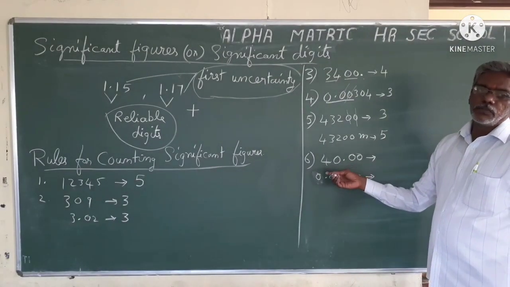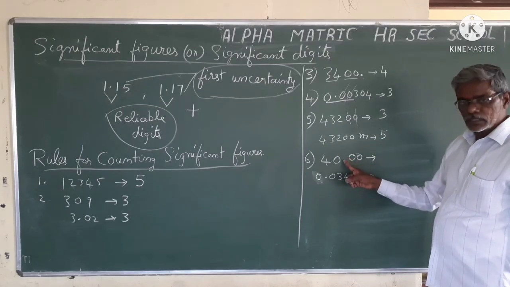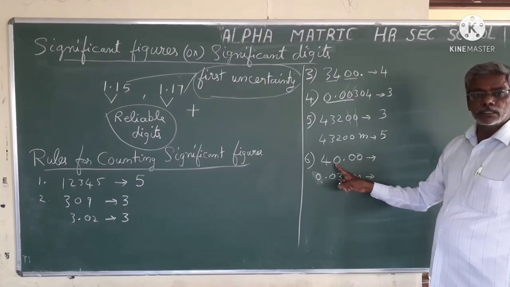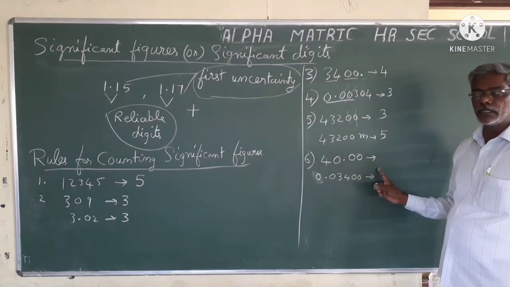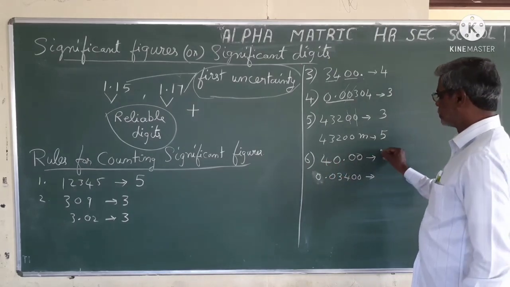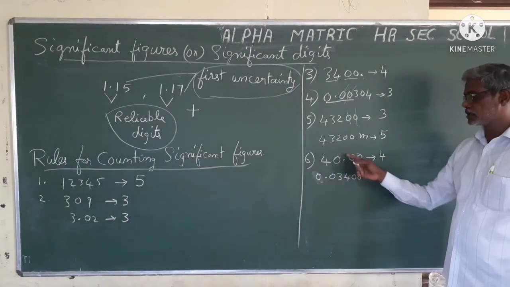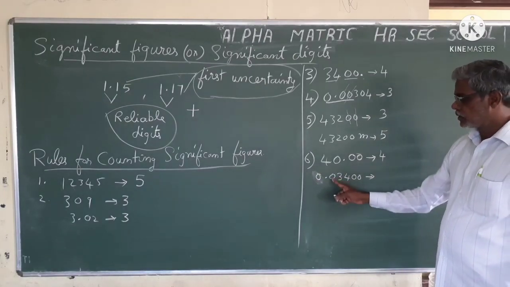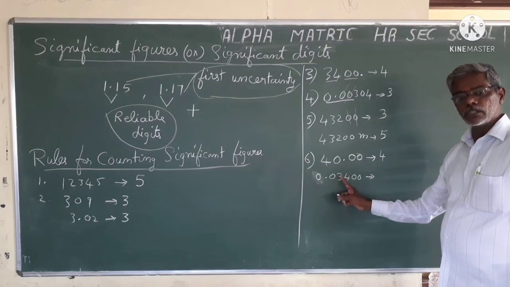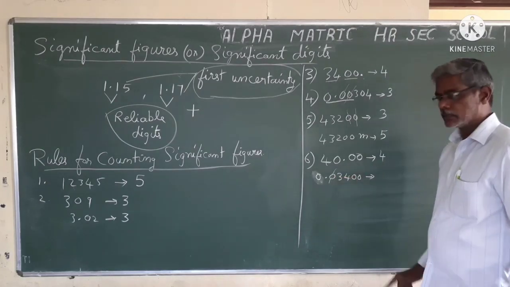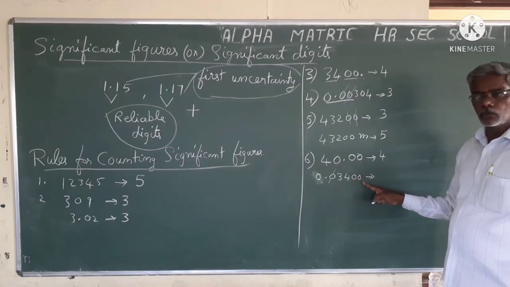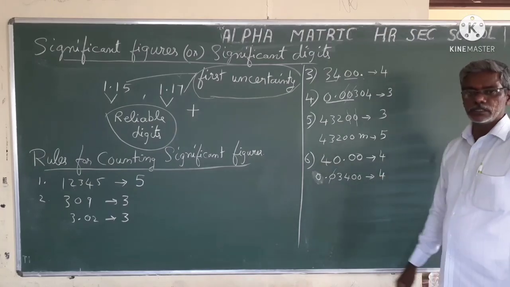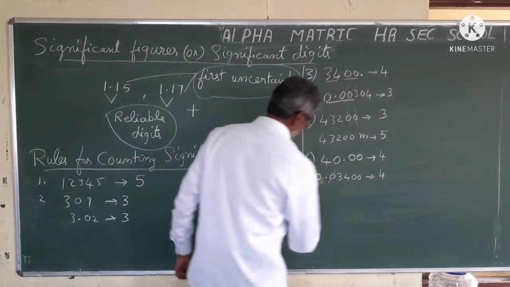Next, the sixth one. What will be the significant figures for this? After the decimal, zeros are there, and before the decimal, zeros are there. In that case, you must include all the digits. So here 1, 2, 3, 4. So 4 will be the significant figures for this number. Now if you go for this example, this one is preceding non-zero digits, so it will be excluded. But these two zeros are included. So 1, 2, 3, 4. Here 4 will be the significant figures. Clear? Next we will go for the seventh one.